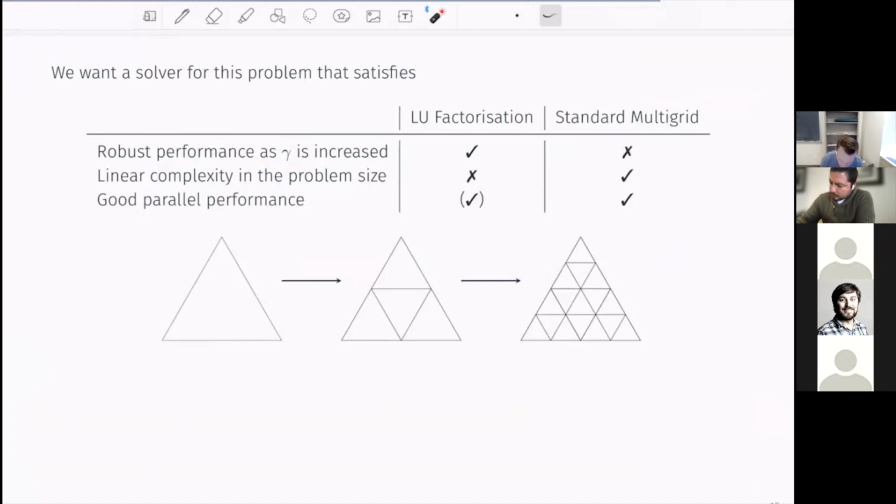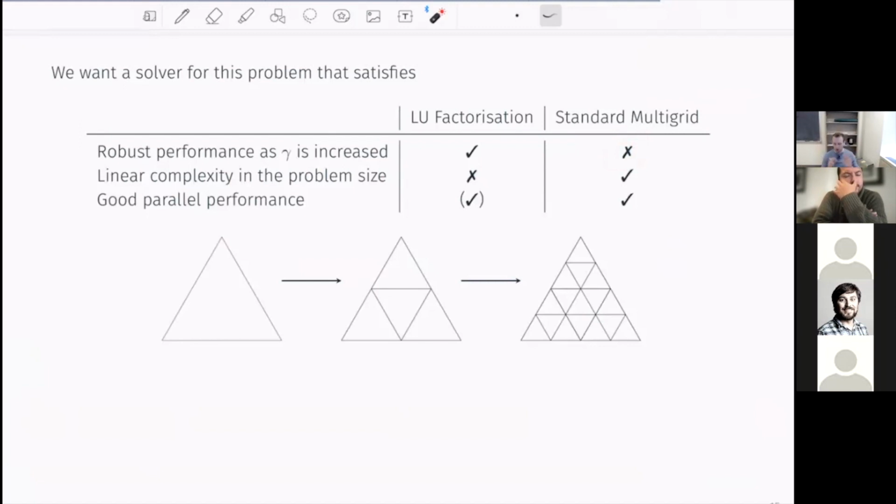So LU factorization ticks the box that it's robust. Unfortunately, it scales polynomially in the problem size. And the parallel performance kind of depends on the implementation. It scales well to a couple of hundred cores, but not well into the tens of thousands. Standard multigrid has linear complexity and great parallel performance. It's used on every HPC system in the world. But we saw earlier that as you increase this penalty parameter gamma, the iteration count blows up.